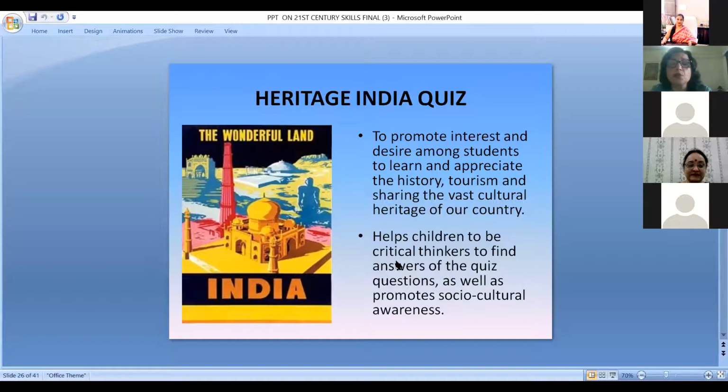Next, we come to the Heritage India Quiz. Ma'am has already spoken about this, that quizzes are being organized by CBSE to promote interest and desire among the students to learn and appreciate the history, tourism, and the vast cultural heritage of our country, because the quiz is from all walks of life. So children go through all the historical events, history and tourism, and all these cultural aspects of the country are very important, which help the students to become critical thinkers, to find answers to the quiz questions, as well as promote social cultural awareness among the students.